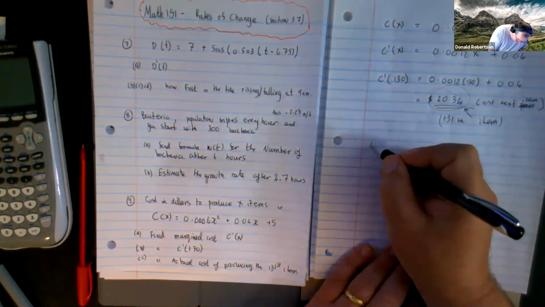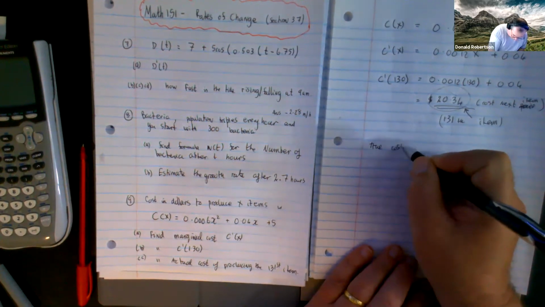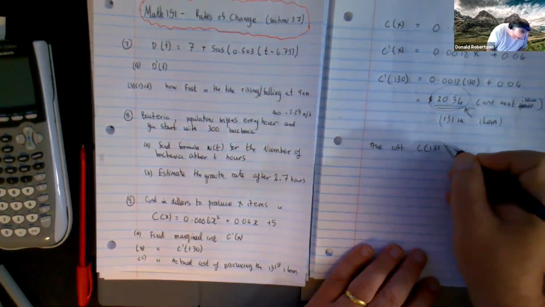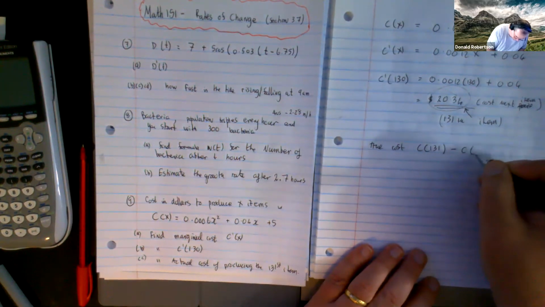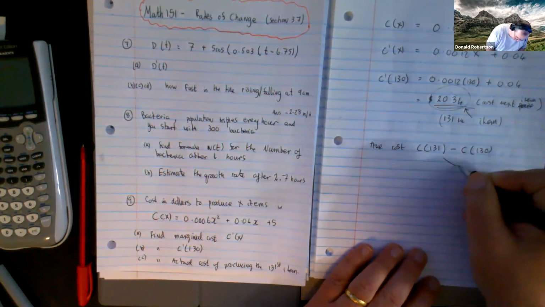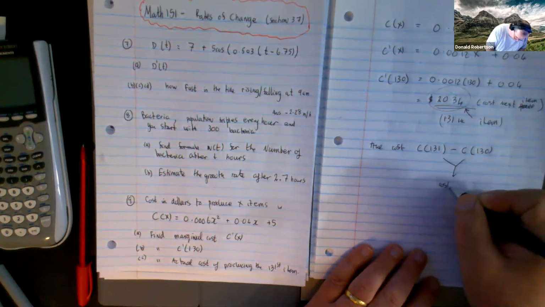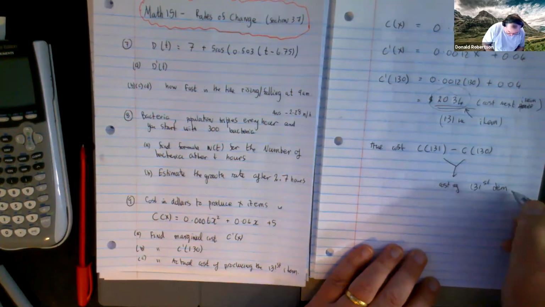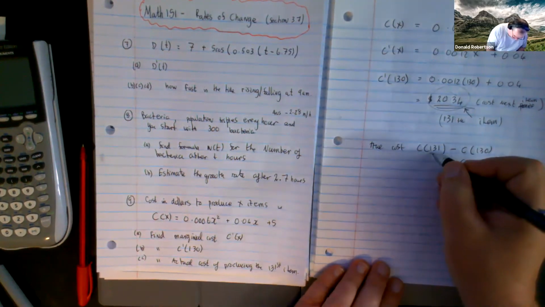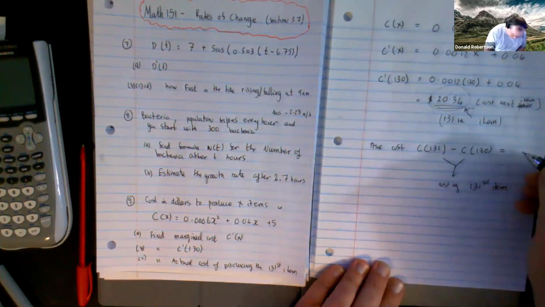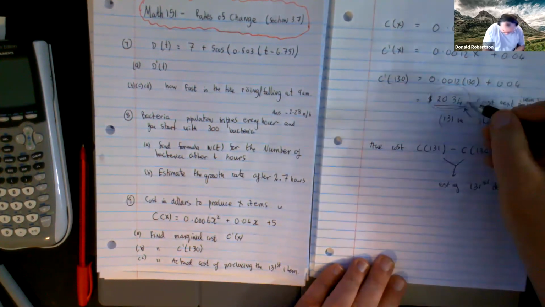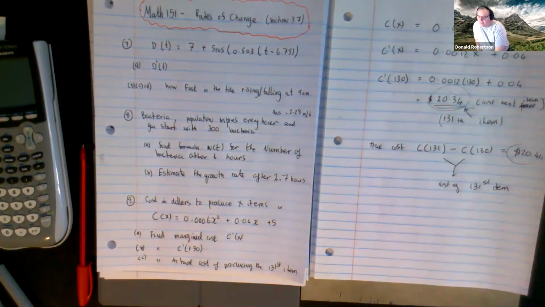The true cost, well, you've got the cost function here. If you find the cost of producing 131 and you take away the cost of producing 130, doesn't that give you the cost of the 131st item? And if you find that and take that away, you're going to find out that the right answer is $20.44, which means that the marginal cost is actually pretty close.